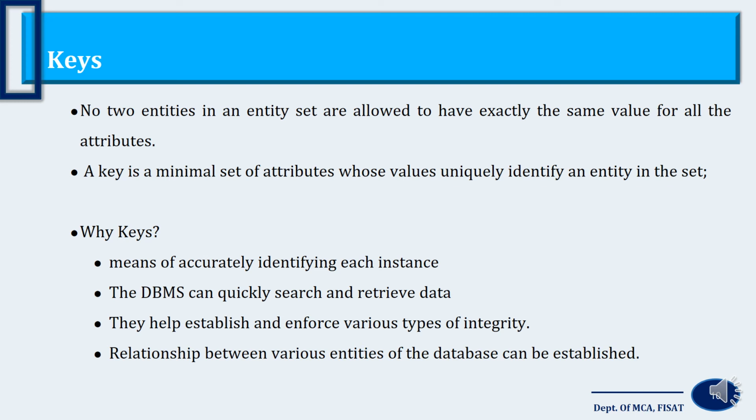Suppose we have an entity set with 100 different entities. If I want to get a particular entity's details, with the help of a key, we can quickly retrieve the data of that particular entity. So keys are a means of accurately identifying each and every entity. We can quickly search and retrieve the data. They help us establish and enforce various types of integrity constraints on our data. Relationships between various entities of the database can be established with the help of these keys.